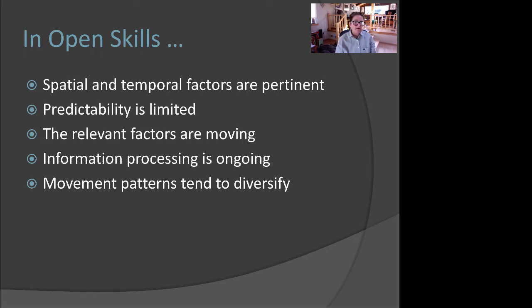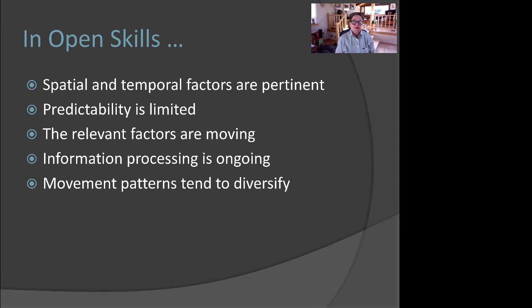Does the mechanical influence change the temporal factors? In other words, if a ball hits a wet ground, it will change the dynamics or the temporal factors of the movement of the ball because the ball will probably either skid on the wet surface or it might sink into the soggy surface. In open skills also, predictability is limited.